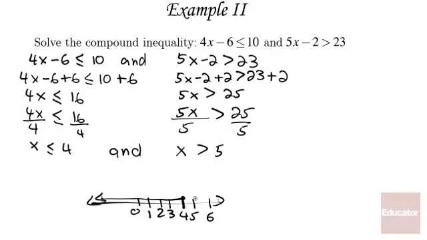My second one says that x is greater than, so open circle, greater than 5. What I need is the area of overlap between the two solution sets. But there is no area of overlap. If there is no area of overlap, there is no solution set for this. This does not work, so my solution set is the empty set. Because x cannot be less than or equal to 4, and then at the same time also be greater than 5. So this is the empty set.